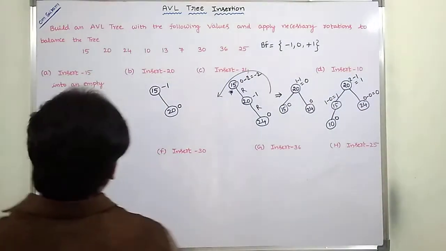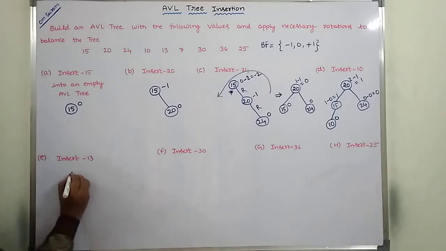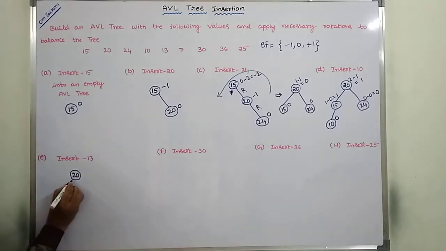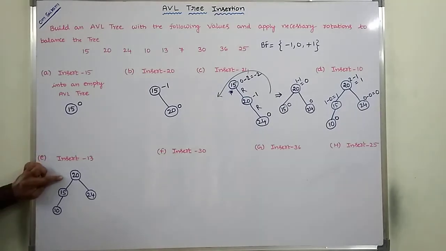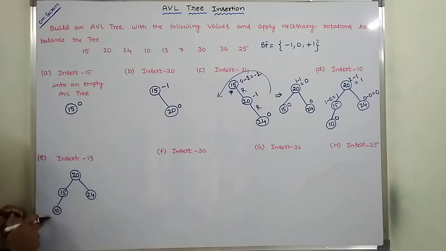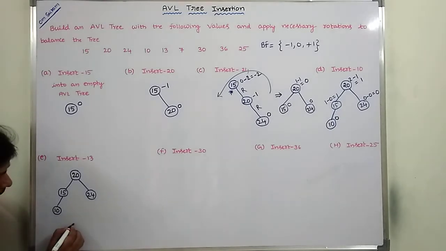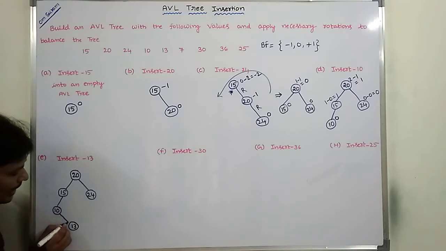Next one. Insert element 13. Before inserting element 13, the existing AVL tree is this one. Okay. Now, element 13 is compared with 20. It is less than 20, so go to the left subtree. Next, 15 is there. 13 is less than 15, so go to the left subtree. Here node 10 is there. 10 is compared with 13. 13 is greater than 10, so go to the right subtree. It is an empty node, so now we create a node and insert element 13 as the right child of 10.